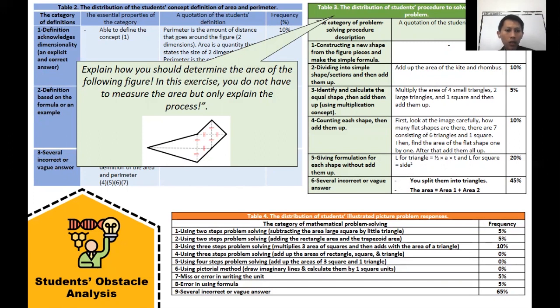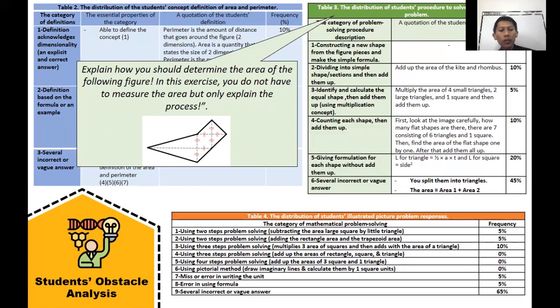On this occasion, we use the illustrated picture problem as follows. Explain how you should determine the area of the following figure. In this exercise, you don't have to measure the area, but only explain the process.